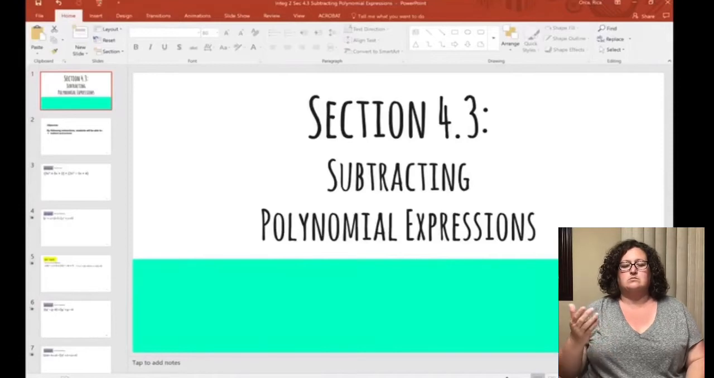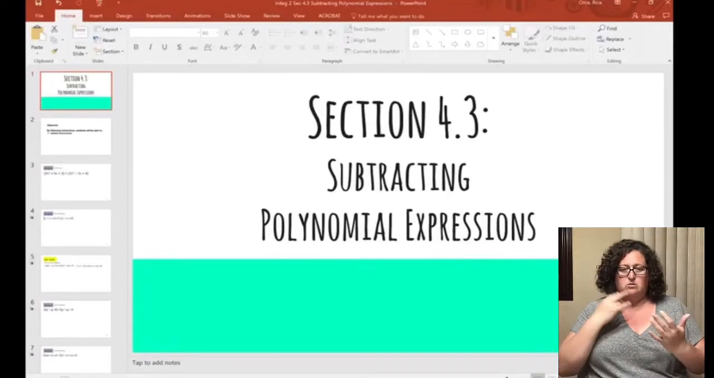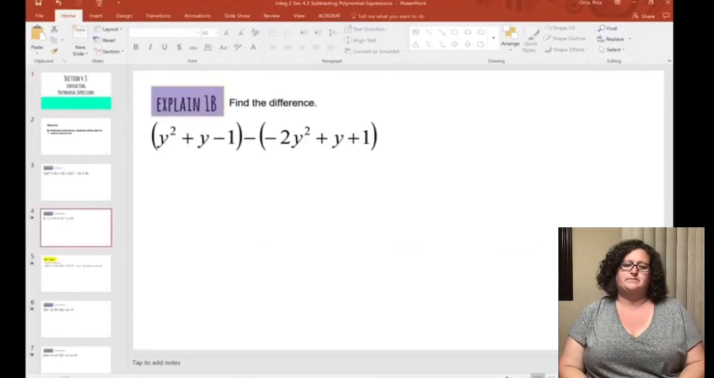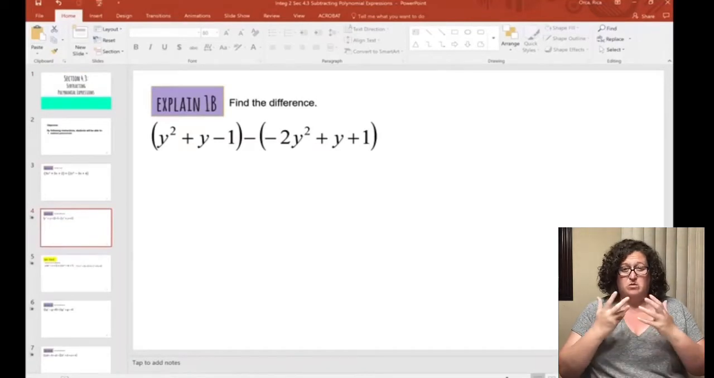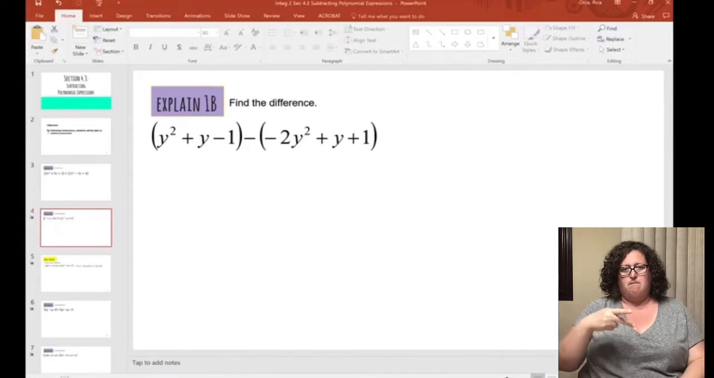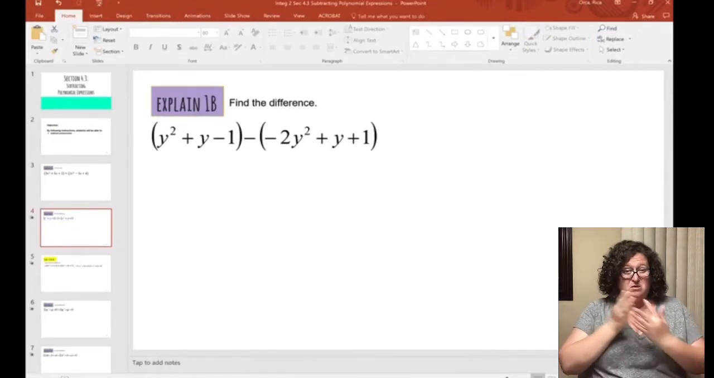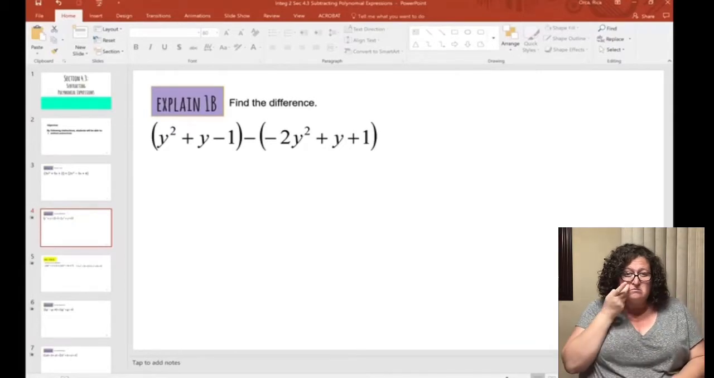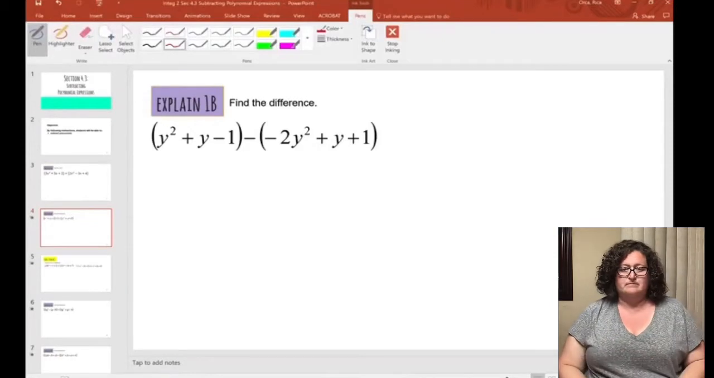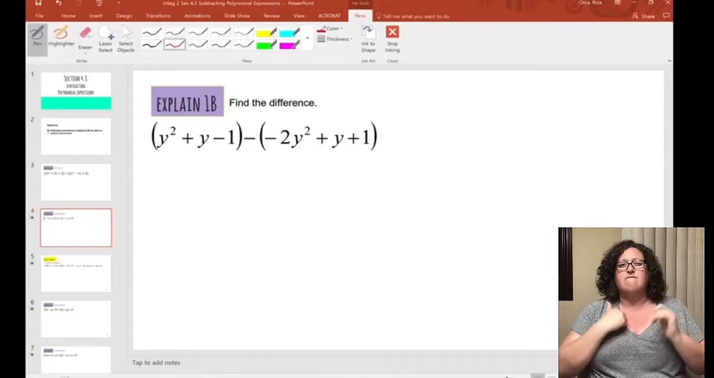Welcome back, class. Today we're going to be looking at subtracting polynomial expressions, and this is section 4.3. So for this problem, we want to find the difference between the two trinomials. Now I know that this is a subtraction problem because if you look in between the parentheses, you'll see a subtraction sign. So this subtraction problem is a lot different from an addition problem because you can't just drop the parentheses.